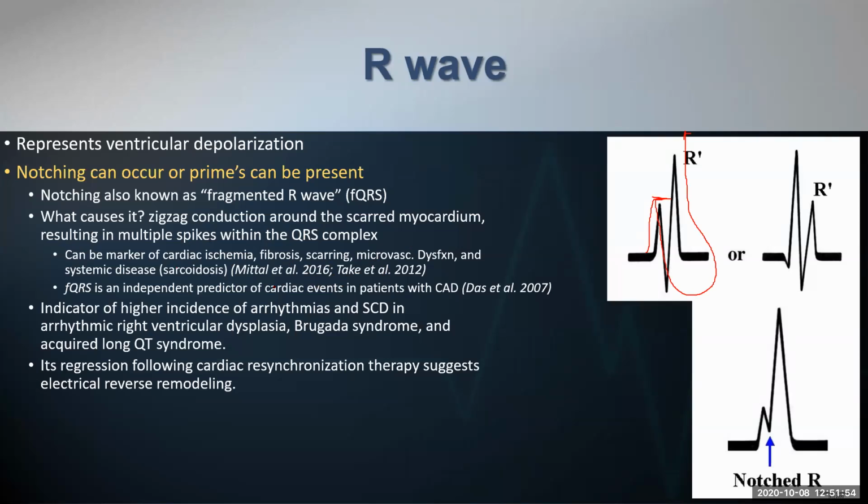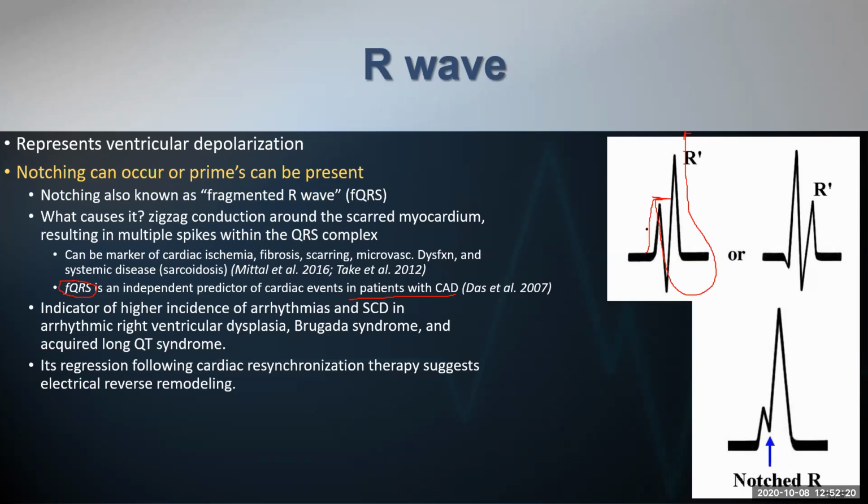These are some good journal articles to read if you want to read more about those cases specifically. It's documented as a lowercase f and then an uppercase QRS. And again, it's an independent predictor for cardiac events in patients, because these patients typically have cardiac disease, which caused the electrical activity to have to go around it anyway. It's an indicator of a high incidence of arrhythmias as well as sudden cardiac death in patients with ARVD, as I mentioned in the previous slide.